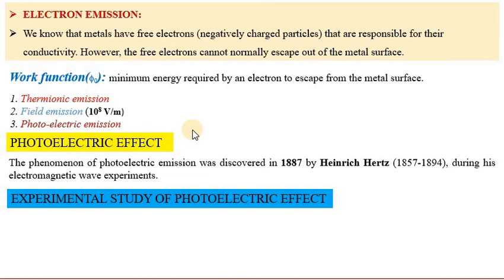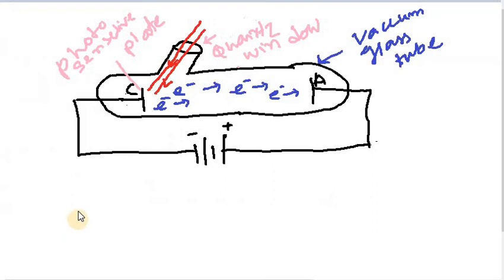So in this experimental setup, let's see what the scientists did. This is the experimental setup of the photoelectric effect. In the photoelectric effect, what happens is that light from a light source falls on the photosensitive material. So what is photosensitive material?